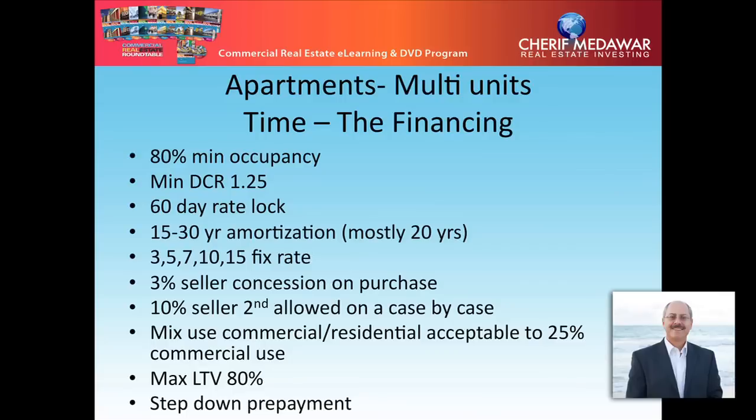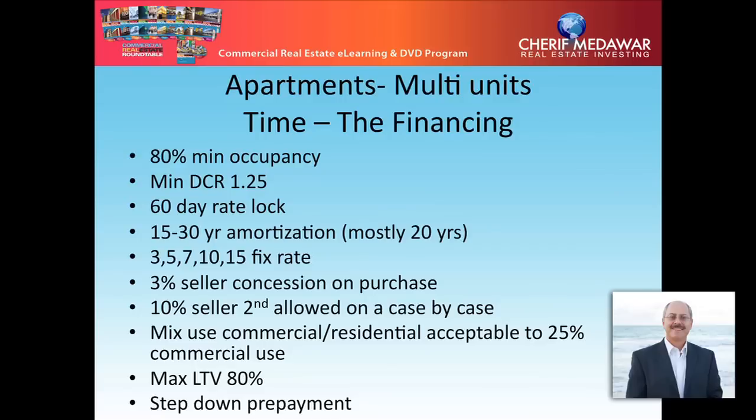So financing, here's what's out there now. Banks are looking for 80% minimum occupancy, debt coverage ratio 1.25 minimum, meaning if the property is making 12,500, your payment should not be more than 10,000. So for every 125 in income, you want 100 in payment. Actually, you even have some lenders that require 1.5. So that's a big deal.